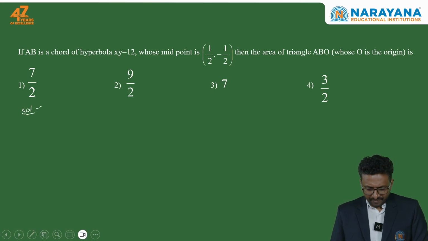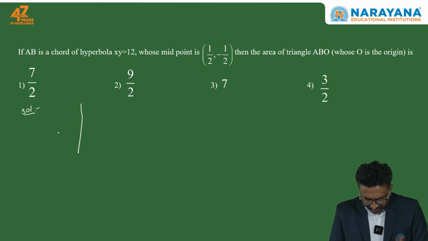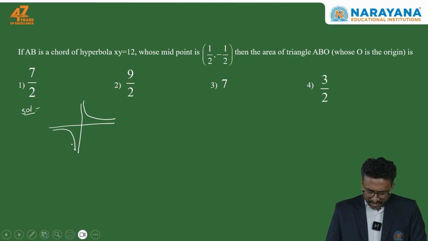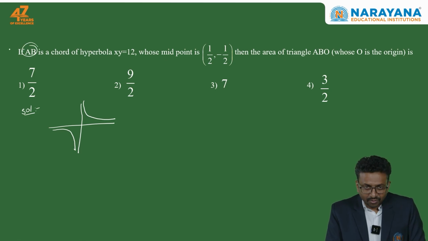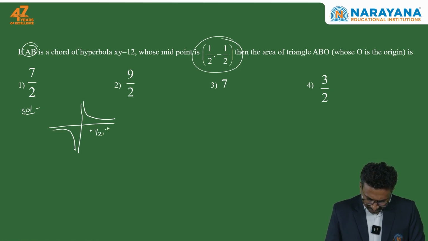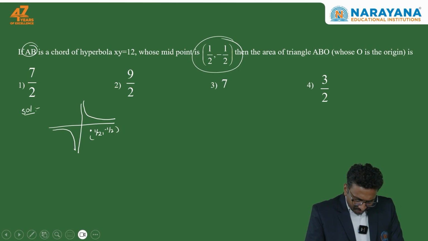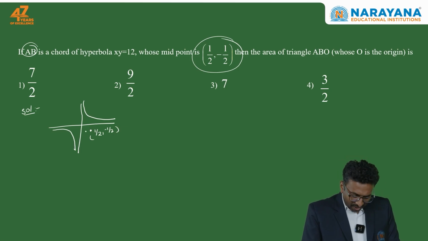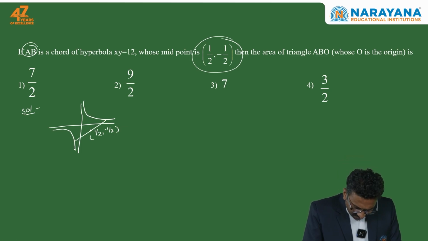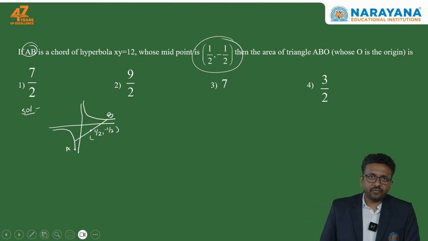draw the diagram. xy = 12 is a rectangular hyperbola which looks like this, right? Now there is a chord AB whose midpoint is (1/2, -1/2). So (1/2, -1/2) lies somewhere here. Now you have to draw a chord with this point as midpoint. Maybe the chord will look like this. So this might be the chord with (1/2, -1/2) as the midpoint.